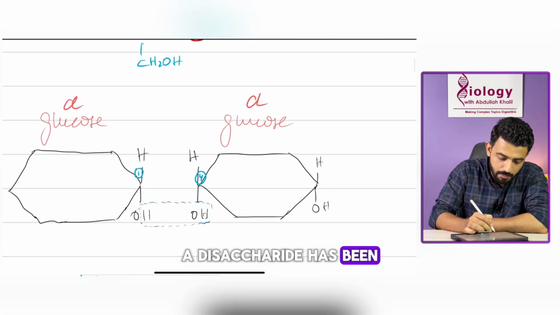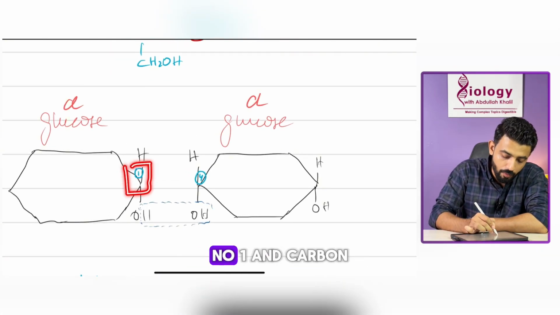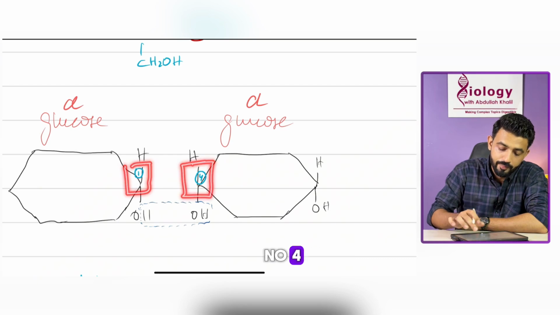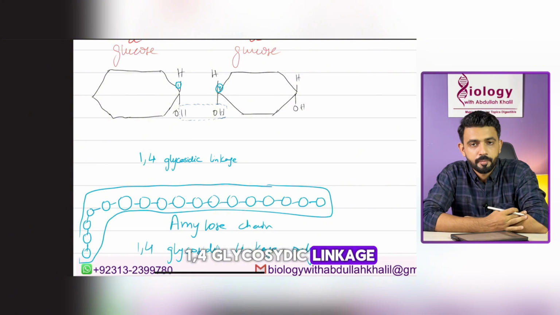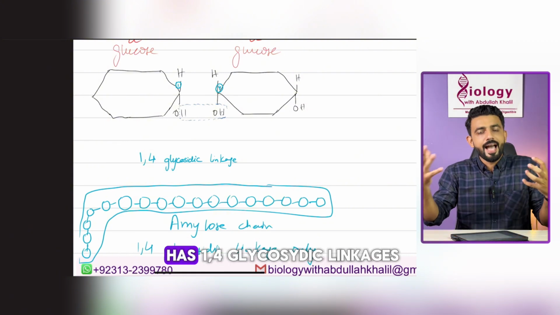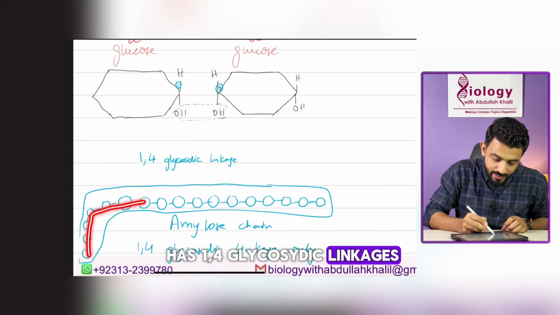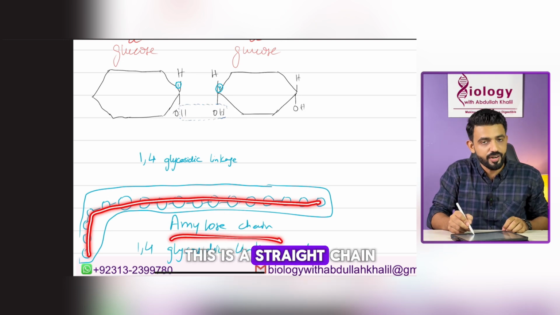A disaccharide has been formed by a bond between carbon number 1 and carbon number 4. This particular bond is called 1,4-glycosidic linkage. If a chain only has 1,4-glycosidic linkages, this is called amylose chain. This is a straight chain.